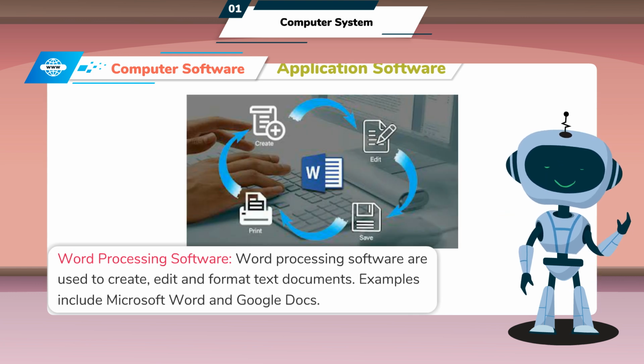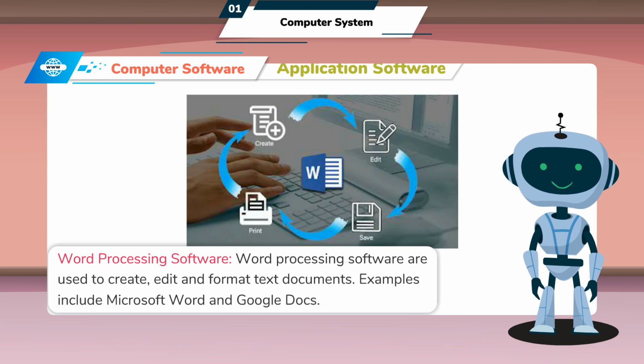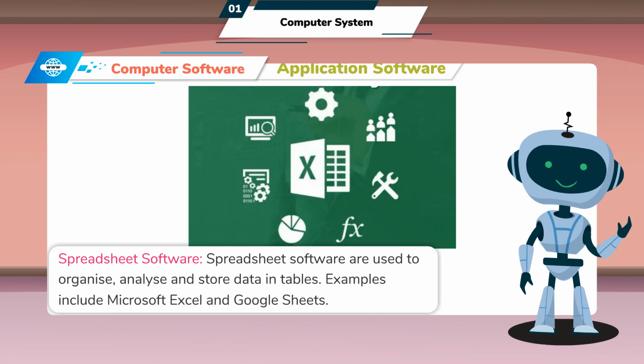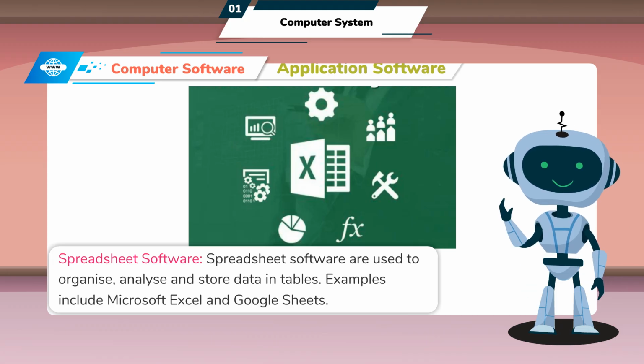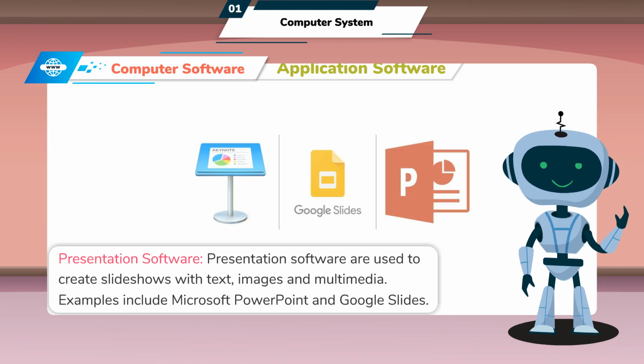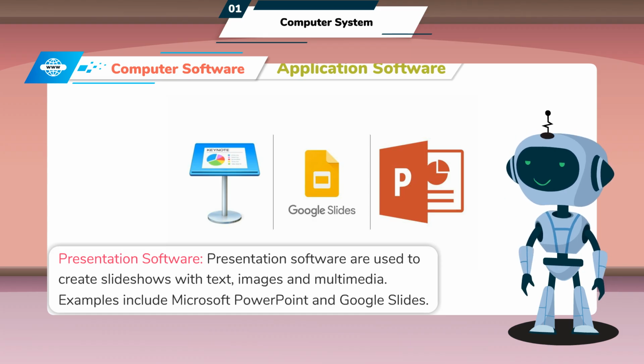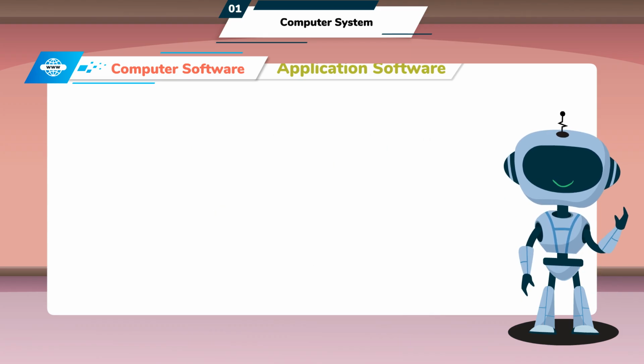Word processing software. Word processing software is used to create, edit, and format text documents. Examples include Microsoft Word and Google Docs. Spreadsheet software. Spreadsheet software is used to organize, analyze, and store data in tables. Examples include Microsoft Excel and Google Sheets. Presentation software. Presentation software is used to create slideshows with text, images, and multimedia. Examples include Microsoft PowerPoint and Google Slides.